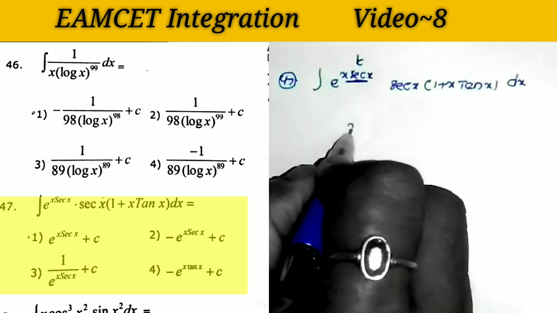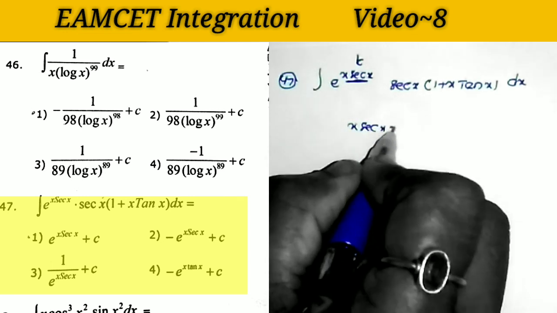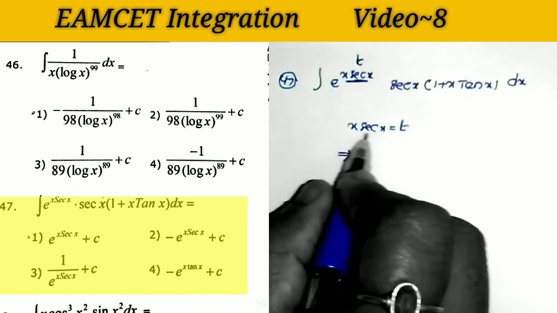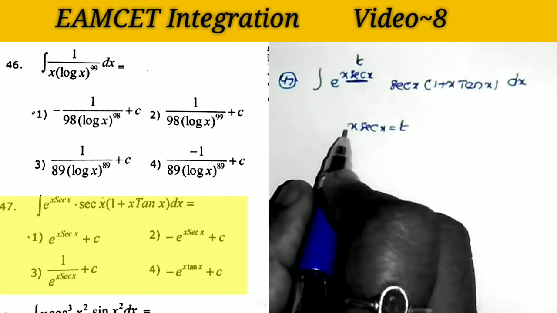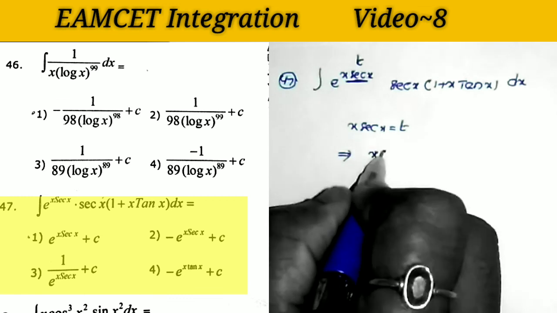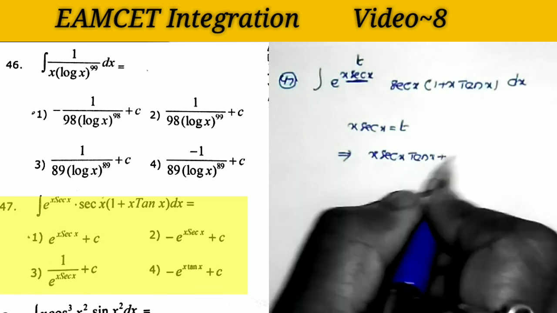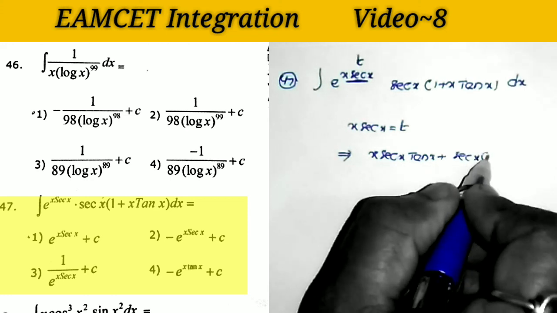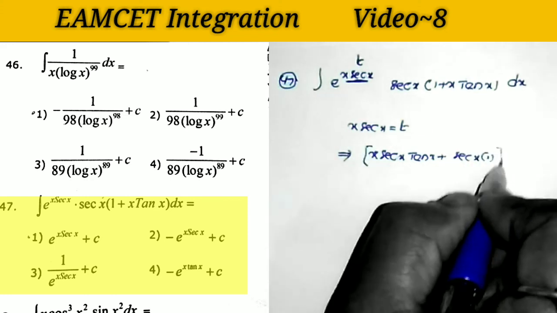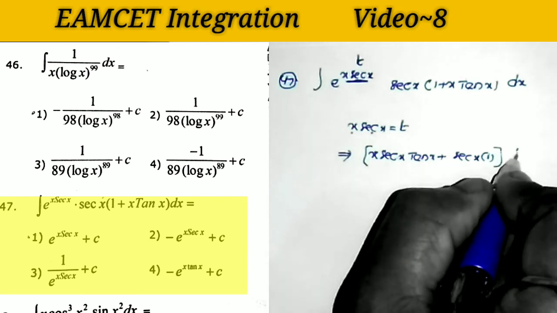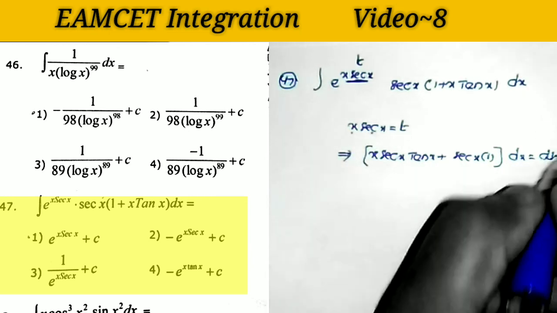Now what is the derivative? So x secant x is equal to t means how to take the derivative? This is the product of the two x functions, that is applying the UV rule. That is x into secant x derivative secant x tan x plus secant x into x derivative 1. Okay, u into v dash plus v into u dash, where u is equal to x, v is equal to secant x, into dx is equal to dt.